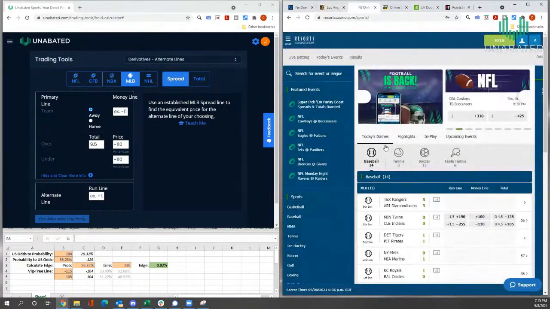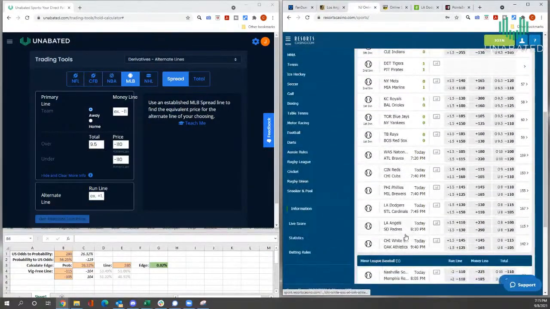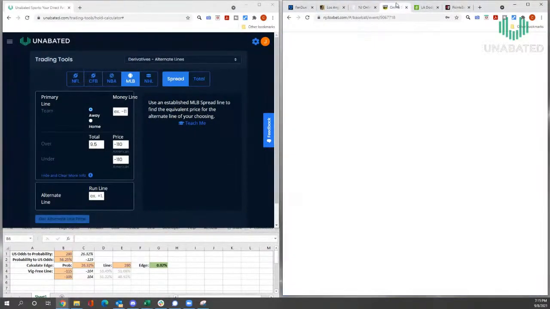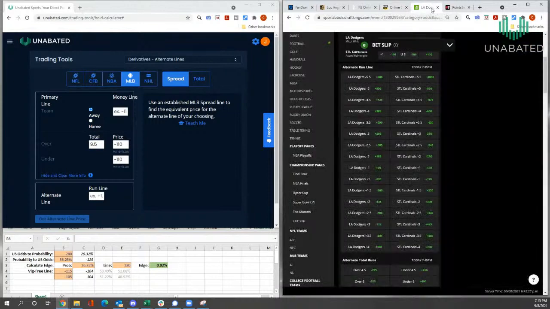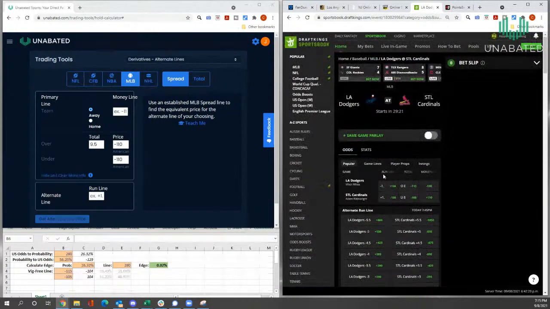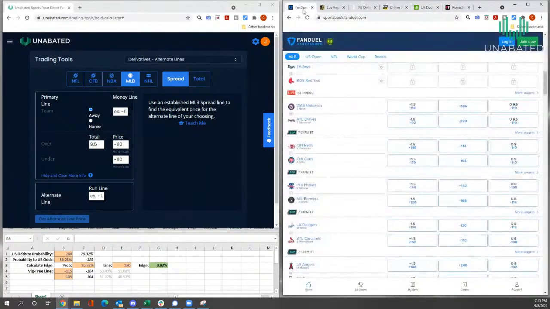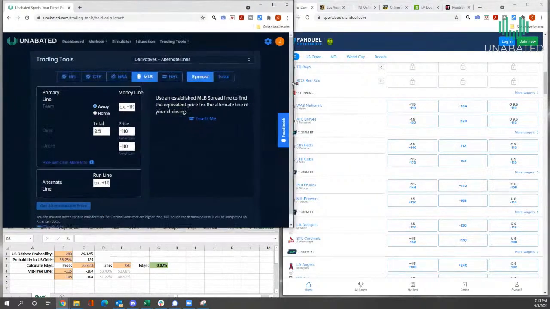Similar at BetMGM. Let's go to Resorts. -130, +110. Let's look at Fox Bet, -130, +110. So it looks like -130, +110 seems to be the consensus. Look at DraftKings here, -130, +110. Okay, so we have a pretty good consensus right now of the Dodgers being a slight favorite at -130.